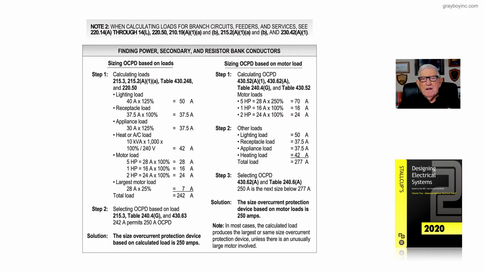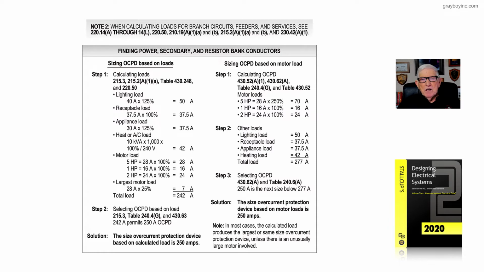So when we total all that up and bring it down, we have to add that to step 2. The lighting load is 50 amps, brought over from step 1 in the illustration, to the calculation to the left. The receptacle load is brought over at 100%. The appliance load is brought over at 125%. And the heating load is brought over at 42 amps, as calculated on the left-hand side of the illustration where the calculations are shown. Step 3, sizing the overcurrent device based upon the largest motor in step 1, 250% of the 28 amp 5 horse motor.